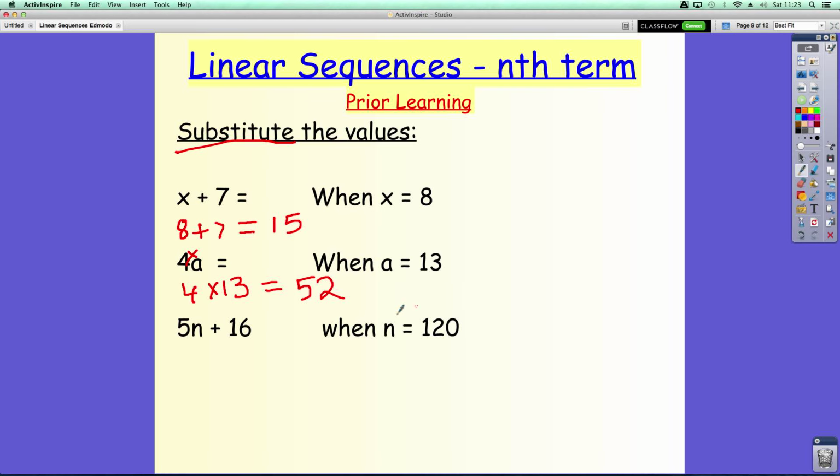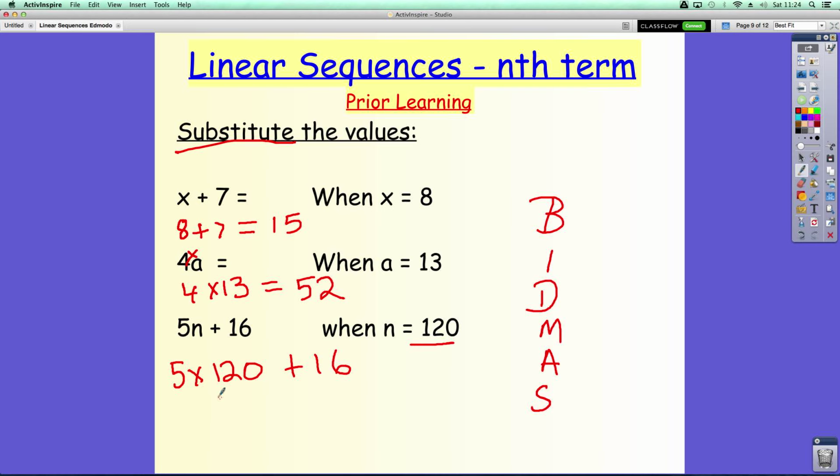5n plus 16, when n is 120. Following BIDMAS, you know that we need to multiply first, then we need to add. So 5n, 5 times n, or in this case 5 times 120, is 600. Add 16, which is 616.